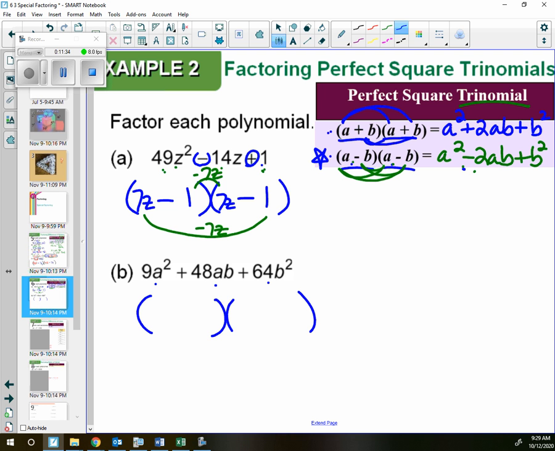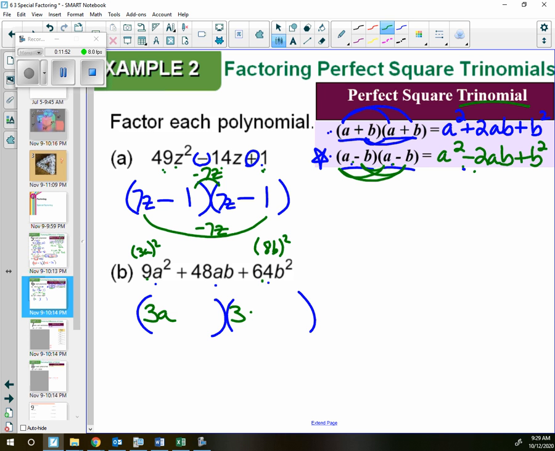Look at the first and last term. Do they look like they're perfect squares? Sure looks like it, because this looks like 3a being squared. What squared gives you 64? That's 8, so it looks like that might be an 8b squared. So I'm going to give this perfect square trinomial a shot, where both of the binomials are the same. I'm going to see if that works.